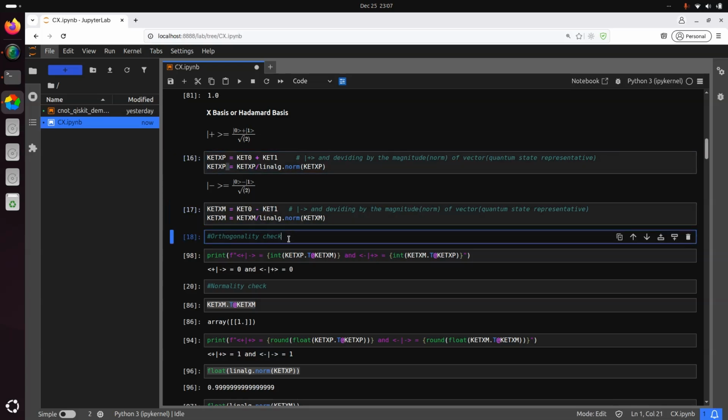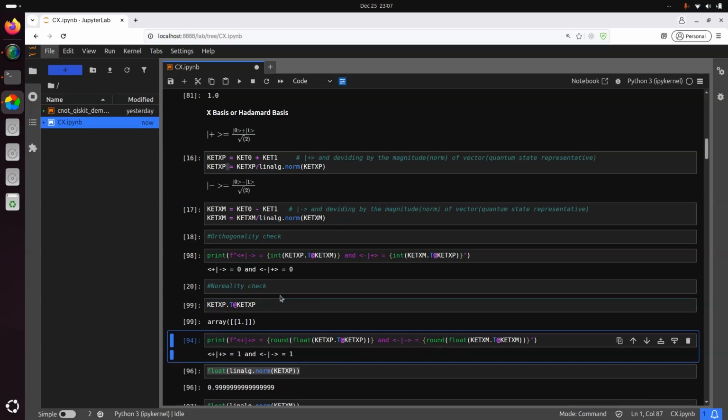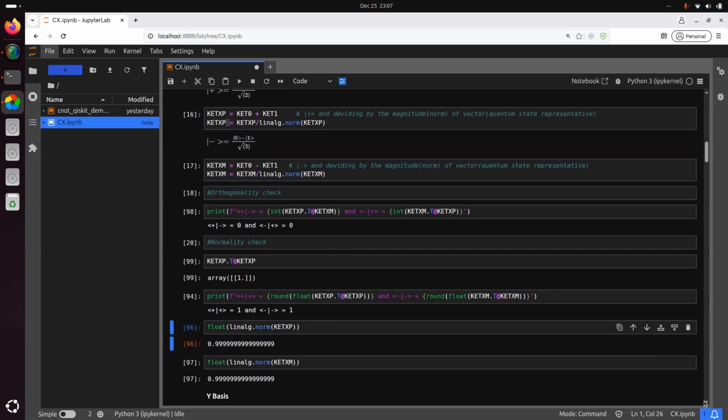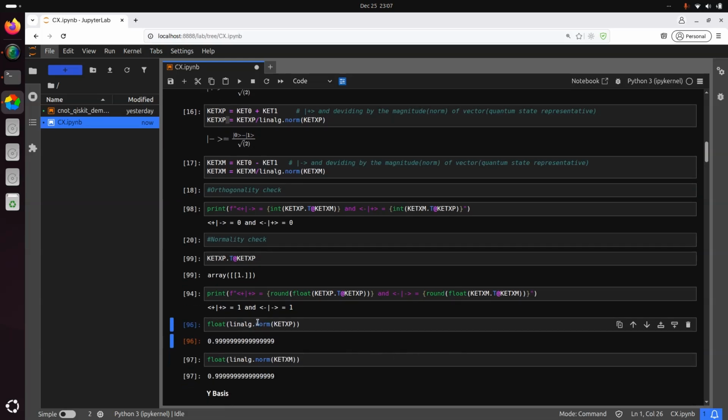Now orthonormality. The inner product of the plus state with the minus state, or the minus state with the plus state, is 0, and here is the validation point. The norm of ket minus, for instance, is 1. We can even check for ket plus. Apparently it's 1. The inner product of the plus state with itself, or the first superposition state with itself, is 1, and of ket minus with itself is 1, and this is the magnitude of the state. We use the norm from linear algebra to calculate the norm of a vector.